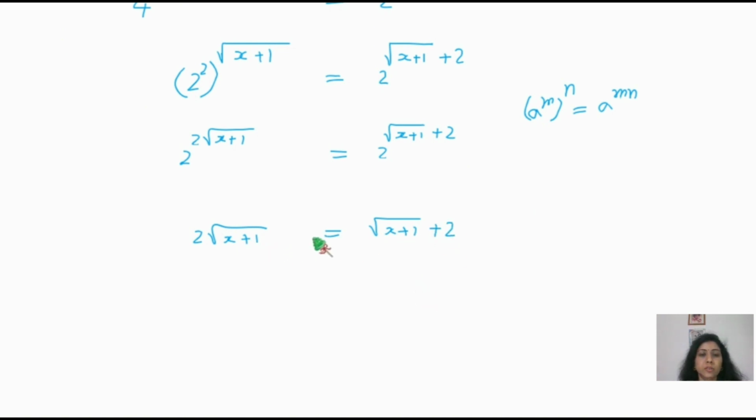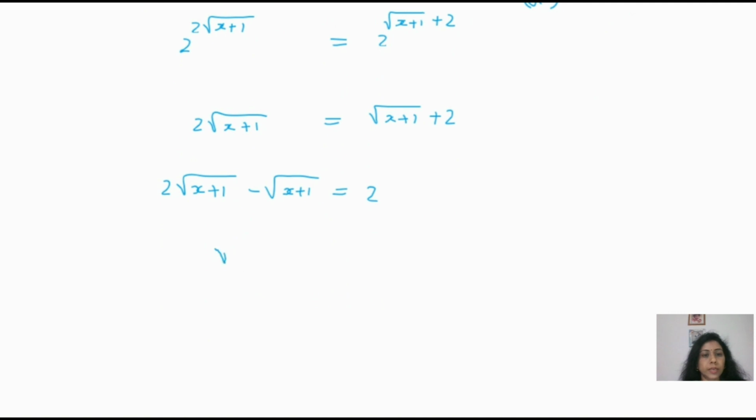This term and this term are like terms, so we can shift to one side. This square root of x plus 1 we can shift to the left side, so it will be negative. 2 square root of x plus 1 minus square root of x plus 1 equals 2. Square root of x plus 1 will be 1 because 2 minus 1 is 1. Okay. So we can write square root of x plus 1 equals 2.